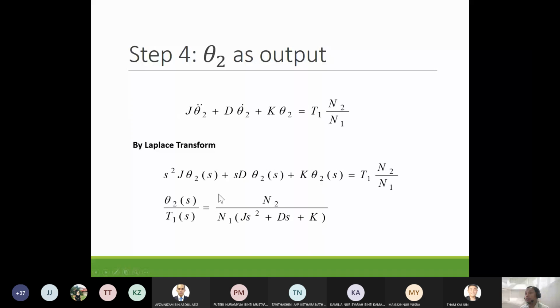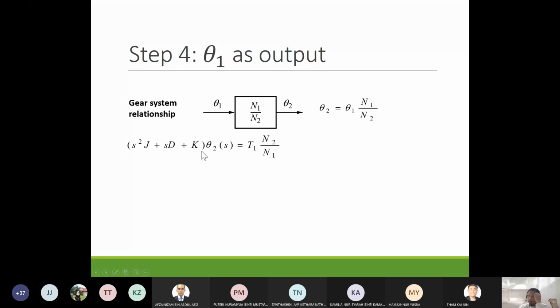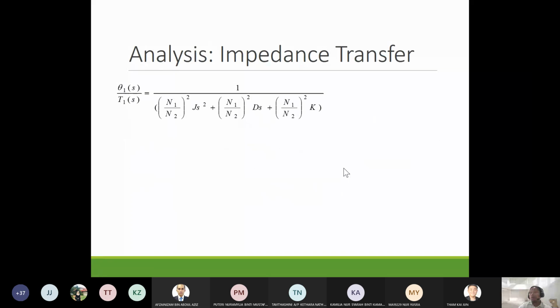So we can find theta 1 by using the gear system relationship. If you want to find theta 2 in terms of theta 1, you just substitute theta 2 equals theta 1 times N1 over N2. So here is the equation for theta 2. Then you just substitute theta 1, and then you can rewrite the transfer function in terms of theta 1. So you have the transfer function in terms of theta 2 and also in terms of theta 1. So this is the transfer function from theta 1.